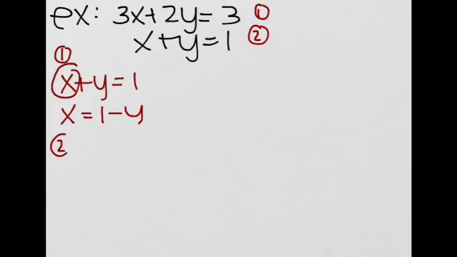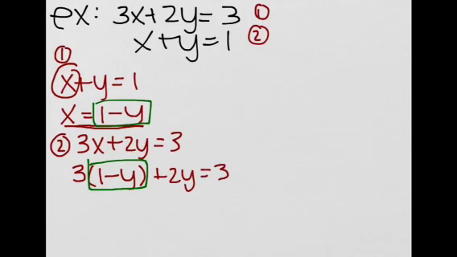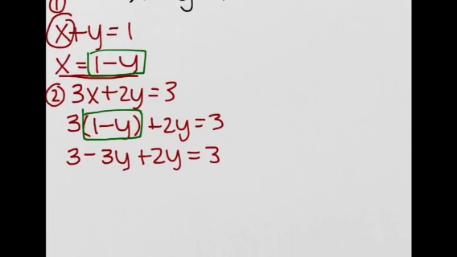Now I'm going to take equation number 1, and there I have 3x plus 2y is equal to 3, and realize I can substitute in 1 minus y for x, so I'm going to do 3 times 1 minus y. Let me box this in green, so it makes sense what I am doing. And then I'm going to add 2y is equal to 3. Let us expand, so I have 3 minus 3y plus 2y is equal to 3. And then I have 3 minus y is equal to 3.